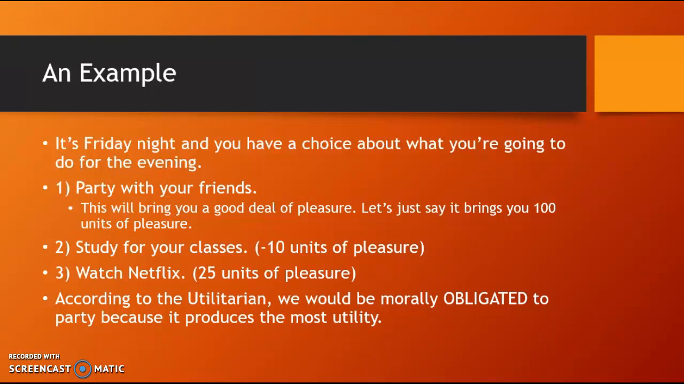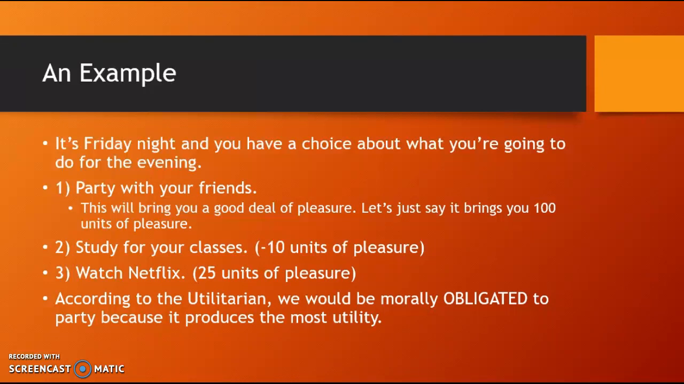And then finally, you could watch Netflix. So instead of studying or partying, you watch Netflix. And although it's not as fun as hanging out with your friends, it's definitely more fun than studying for your classes. So we'll give it 25 units of pleasure. Now, if this is how it breaks down, then according to the utilitarian, we would be morally obligated to party because that would produce the most utility. So the utilitarian would say, given your three options, you're morally obligated to party.